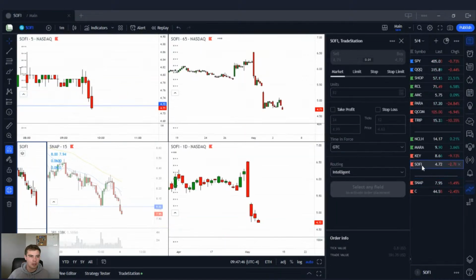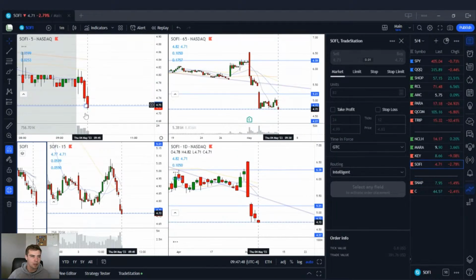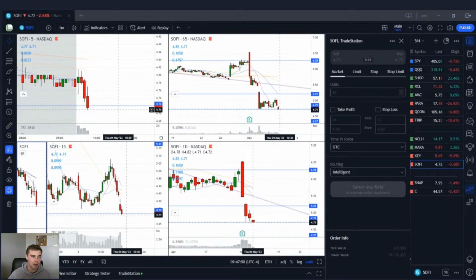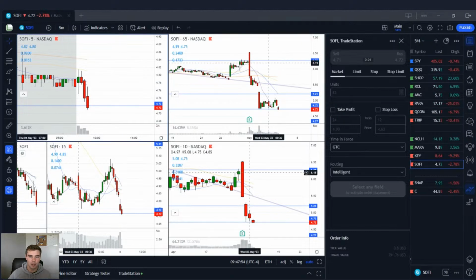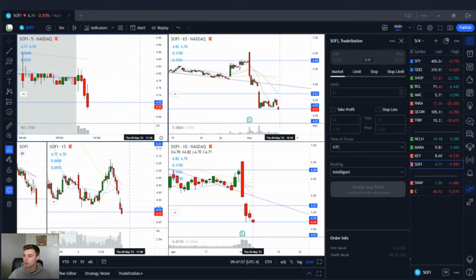All right, watching the SoFi as well, guys. So keep an eye on SoFi. It's under the area we need it to be now, under that spot. So watch this. Trying to get a move lower on the SoFi.